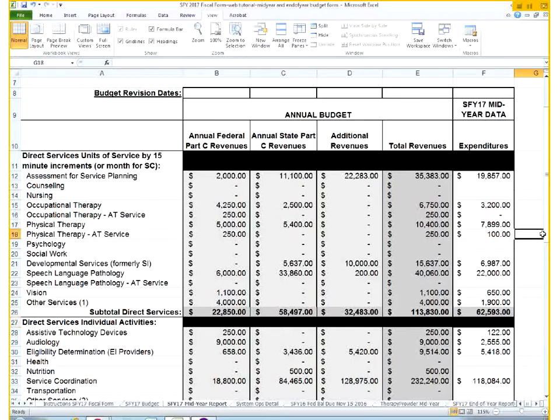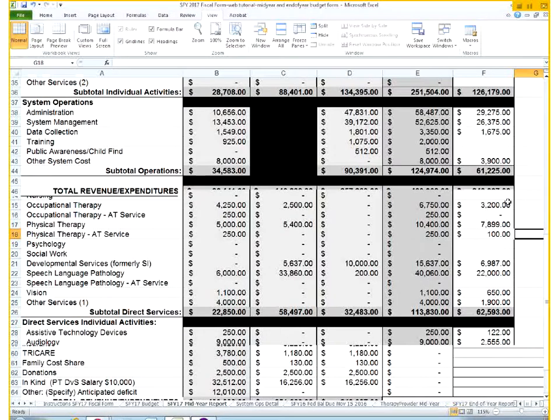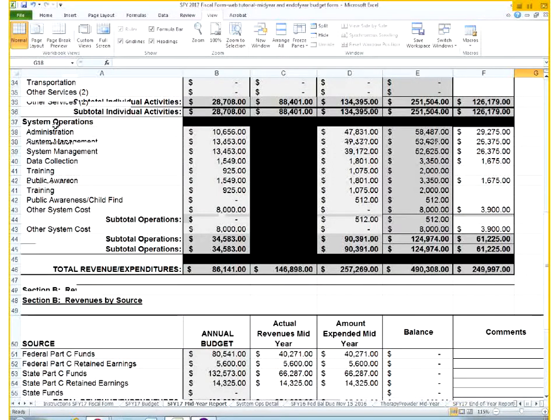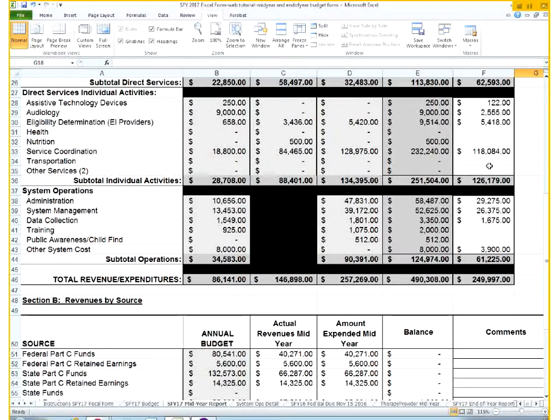Under direct services individual activities, which is going to be found right underneath that, I'm sorry, I went a little too far past it. In this category here, where accessible technology devices, audiology eligibility, we're going to do the same thing. We're going to report based on what the local system has expended in these areas for that 7/1 to 12/31 time frame. And once again, here you can see nutrition, we budgeted $500, but we haven't spent anything in that, so we're just going to put 0 here.